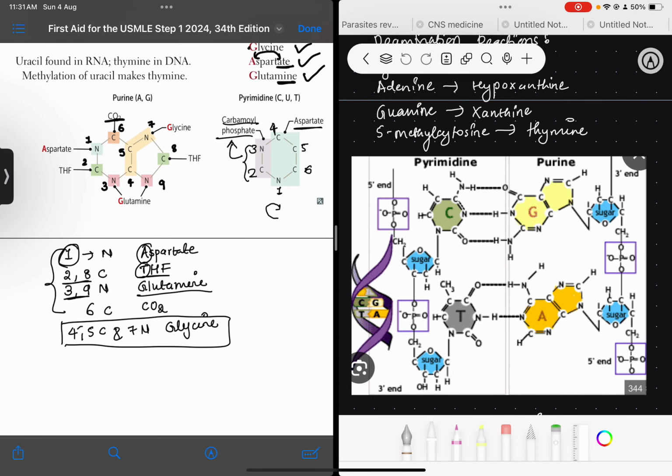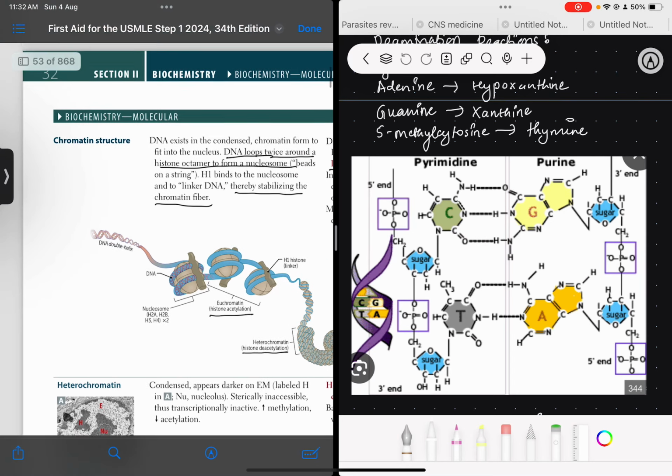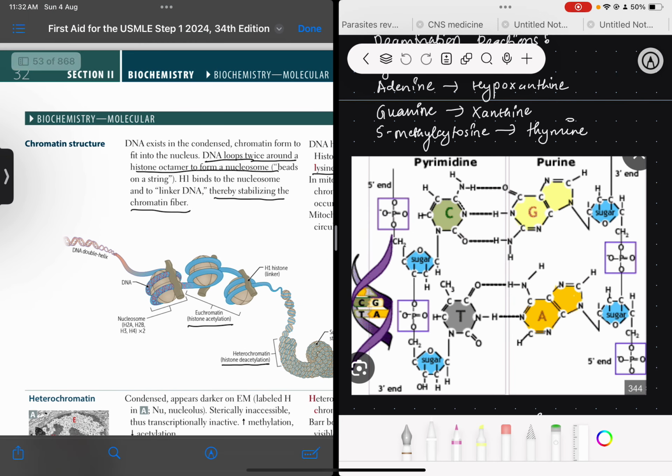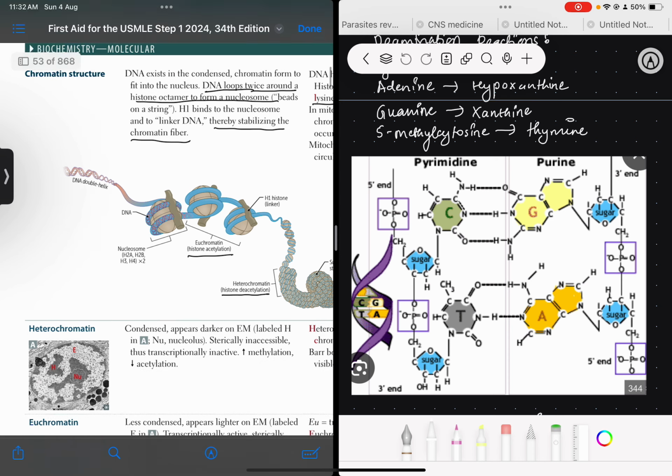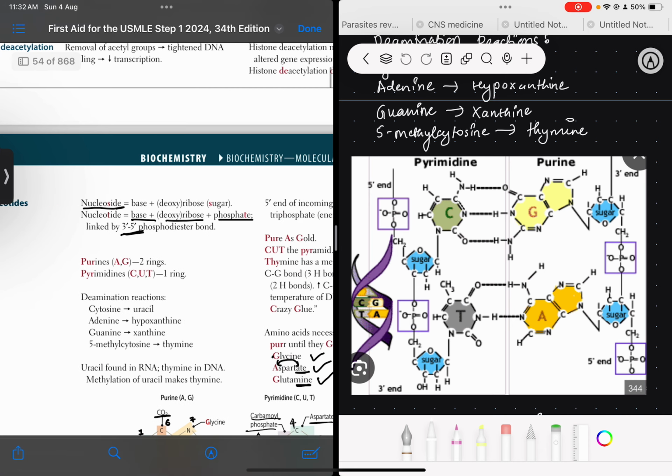Hey guys, in the previous video we talked about the molecular biochemistry basics, in which we talked about the basic structure of the chromatin and how the DNA is formed by these nucleotides. So we learned about the structure of nucleoside and nucleotide. We discussed that a nucleoside is made up of a base and deoxyribose sugar. So just sugar and base will form the nucleoside, plus if we add the phosphate part, it will form the nucleotide.